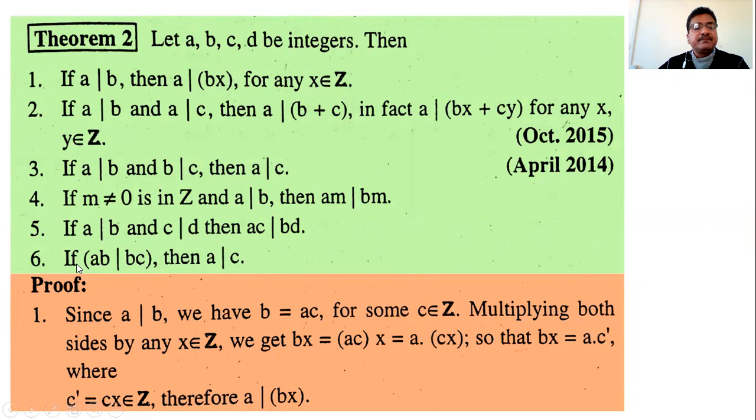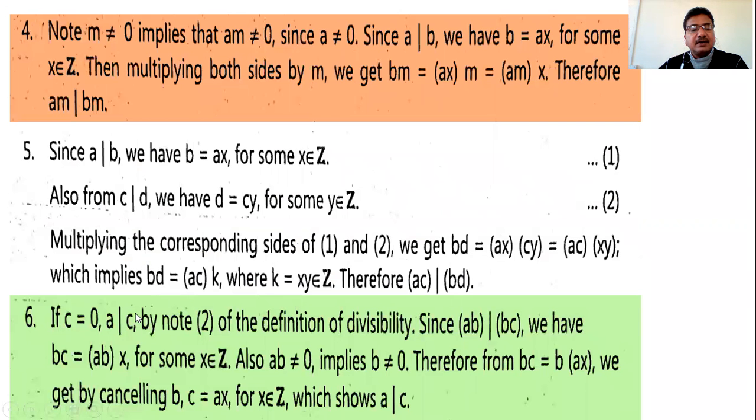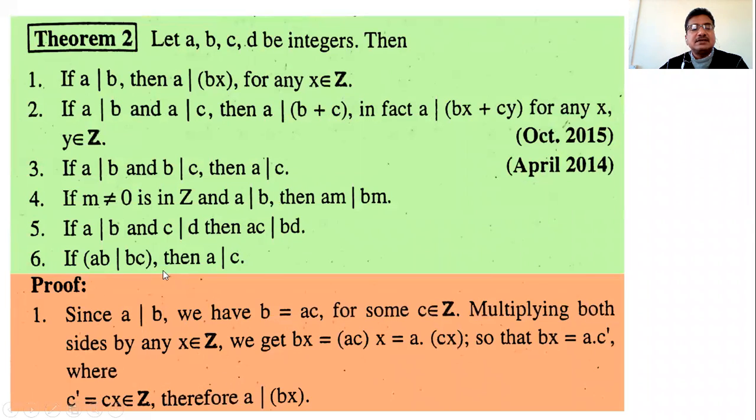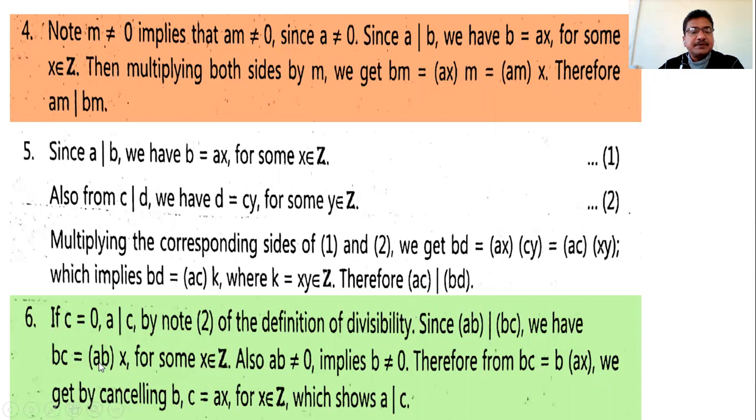And then the last one is what? If ab divides bc, then we have to show a divides c. So first write the meaning of ab divides bc. What is the meaning of ab divides bc? ab divides bc means we have bc expressed in the form ab into some integer. For the integer, use the letter x or k or k1. Then bc is expressed in the form ab into some integer. And then what is given? Now here is ab divides bc. Therefore, bc is expressed in the form ab into x for some x belongs to Z.